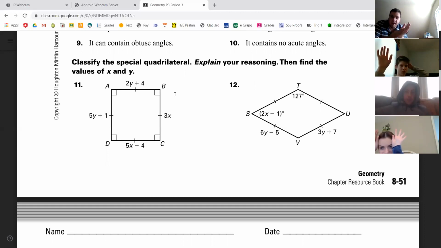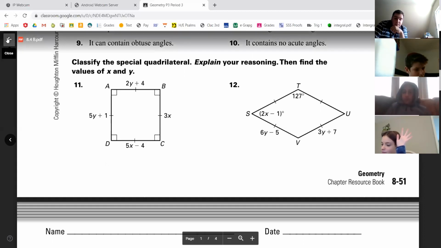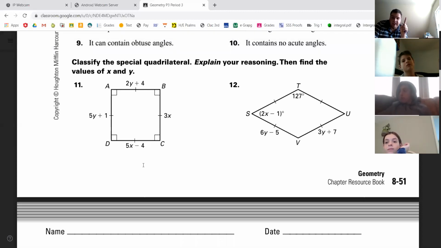Okay. Jay, go, and then Callie. Can you quickly say again what the difference between a square, a rhombus, and a rectangle is? Sure. Rhombus, all the sides are equal, so every 4 sides are equal. And a rectangle, all corners are equal, right?